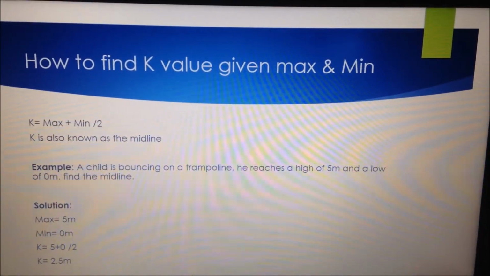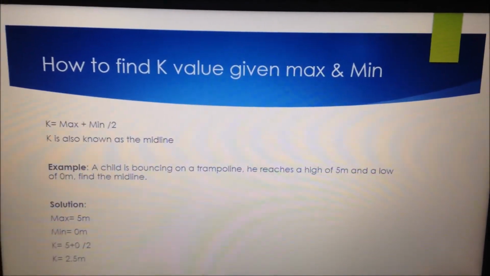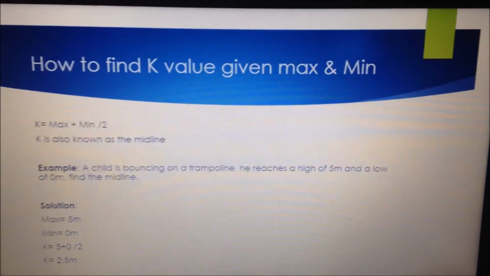So how do we find the k value given the max and the minimum? Our k value formula is going to be max plus min divided by 2, which is different from amplitude, which is max minus min divided by 2. And the k value is also known as the midline.